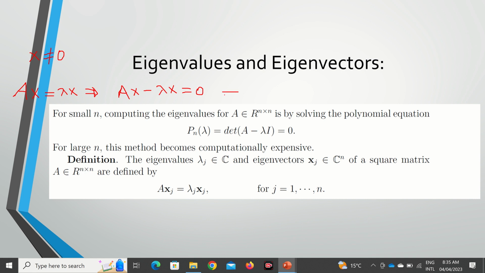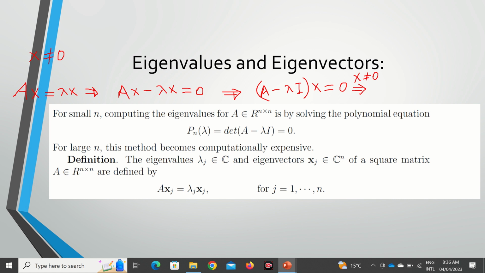This could be written in the form, if you take x common out of it, as A minus lambda I. Keeping in mind A is a matrix, so you should have I with lambda as well. So we'll have (A minus lambda I) times the vector x, which is equal to 0, right? Now this is a homogeneous system of equations, and for a homogeneous system, as I said earlier, we are looking for x not equal to 0. It means we will be finding a non-trivial solution of this system of equations.